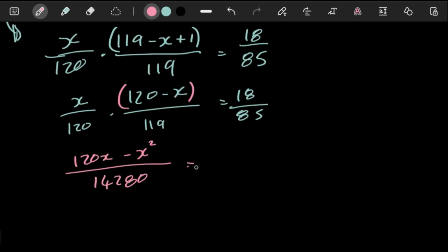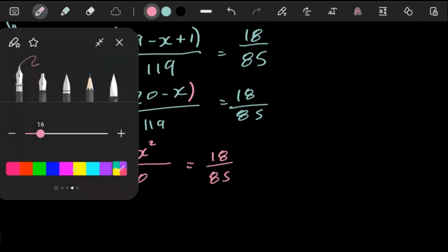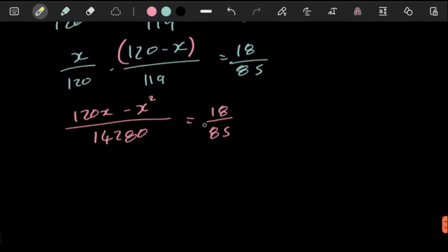14,280. We have 18 over 85. What do we get? So we can cross multiply here. This times the 18. Yo, we're working with big numbers here. Yeah, those big numbers can be discouraging sometimes, but hey, we gotta keep going because we have gotten way too far. Ooh, 200 and something.